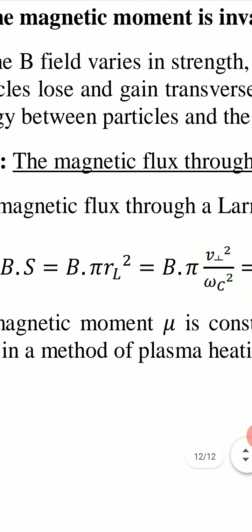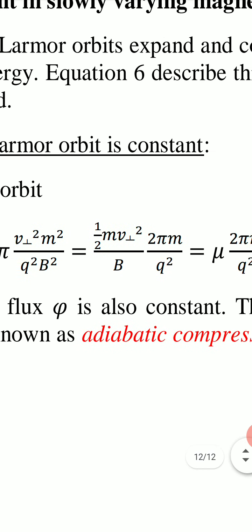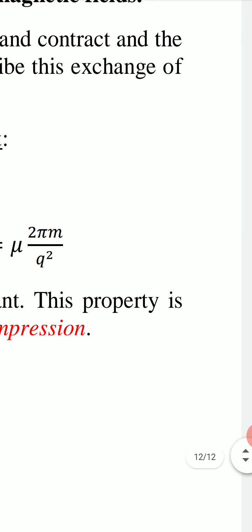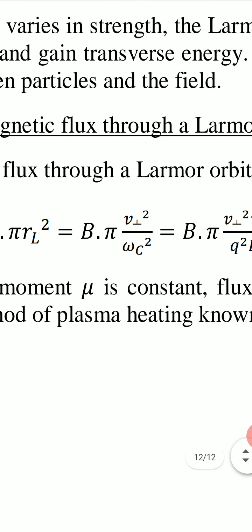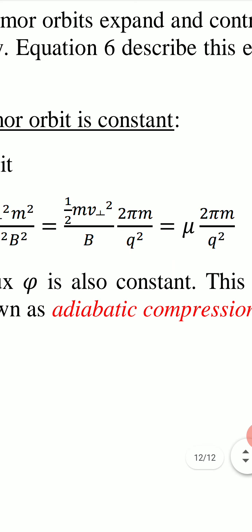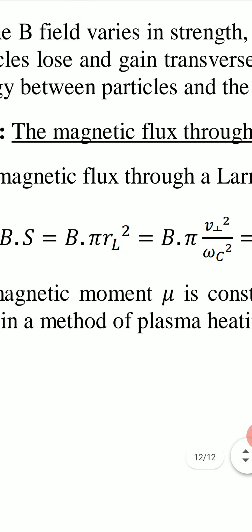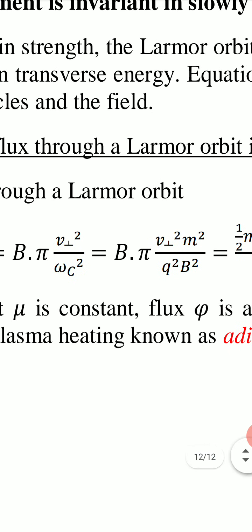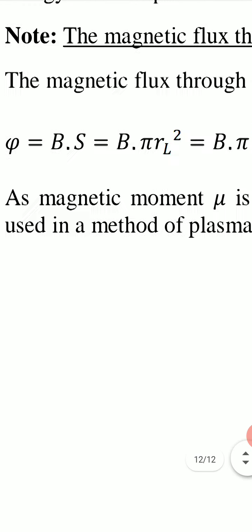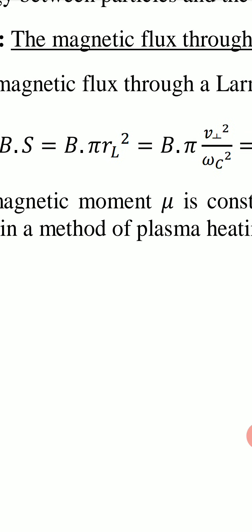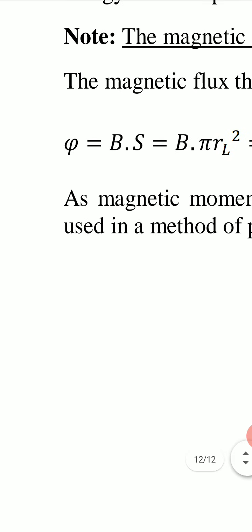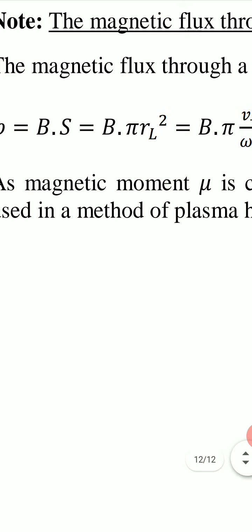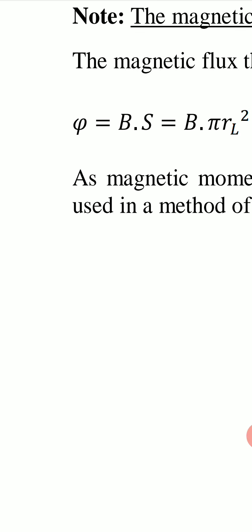As the B field varies in strength, the Larmor orbits expand and contract, and the particles lose and gain transverse energy. Equation 6 describes this exchange of energy between particles and the field. Now we see that the magnetic flux through a Larmor orbit is constant. The magnetic flux through a Larmor orbit is phi equal to B dot S.